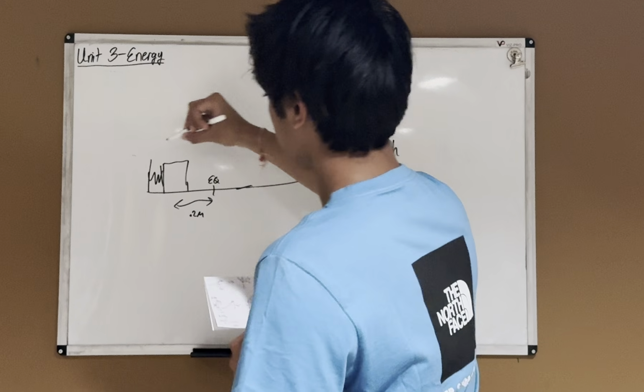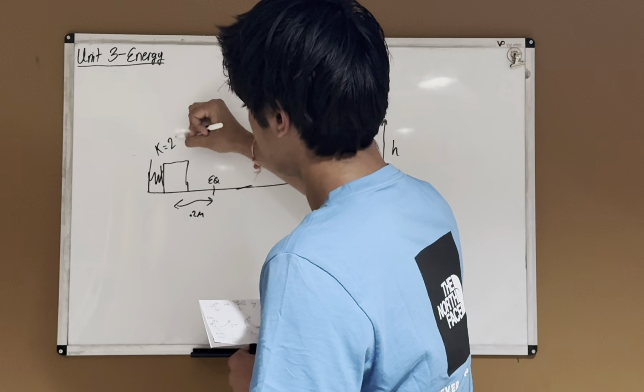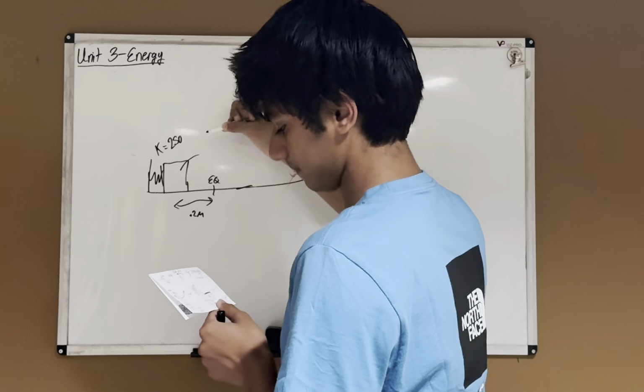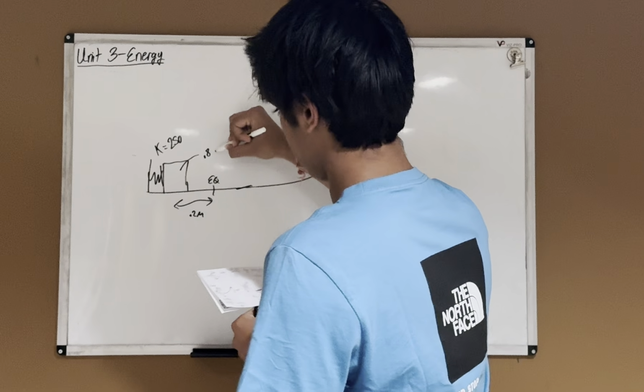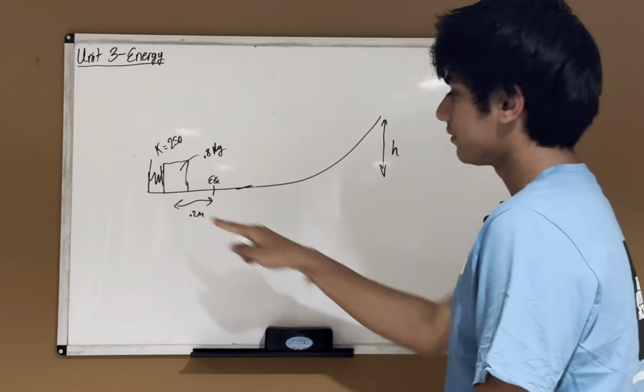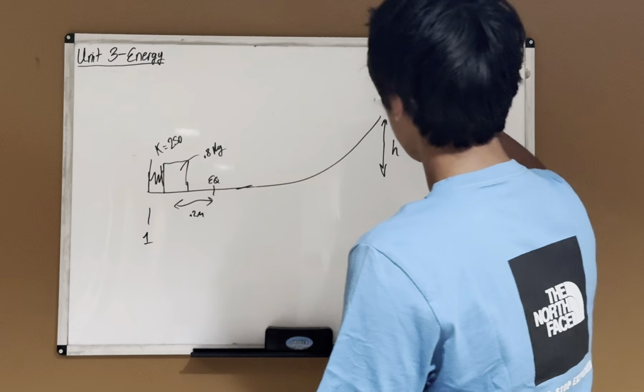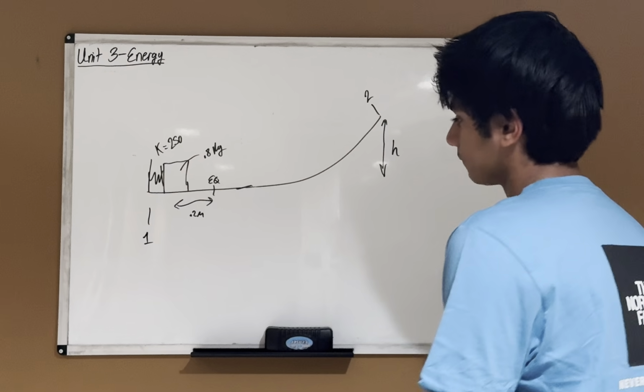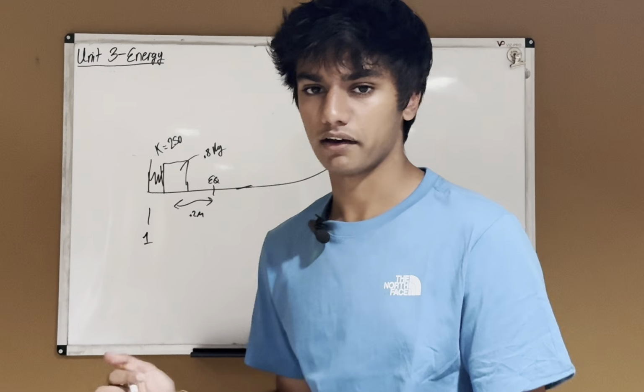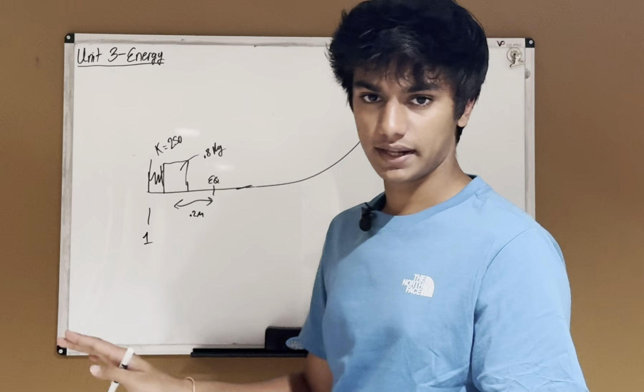So we also know, let's say we know the k is 250, and let's say the mass is 0.8 kilograms. So this is state 1. Call this state up here state 2. So at state 1, what energies do we have? It's not moving, so there's no kinetic energy.